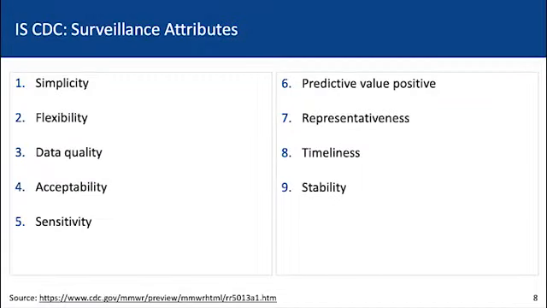Another way to think about surveillance characteristics are the 9 attributes suggested by the U.S. Centers for Disease Control and Prevention. Now, the U.S. CDC is the public health agency for the United States, but these surveillance attributes are used globally as a way to assess surveillance systems and their performance. They're used in global training programs such as the FETP, or Field Epidemiology Training Program, which operates in many countries around the world. So although they originate from the CDC, they really are a global resource.